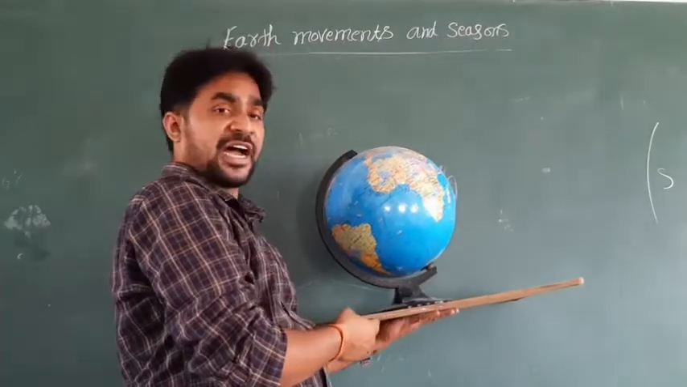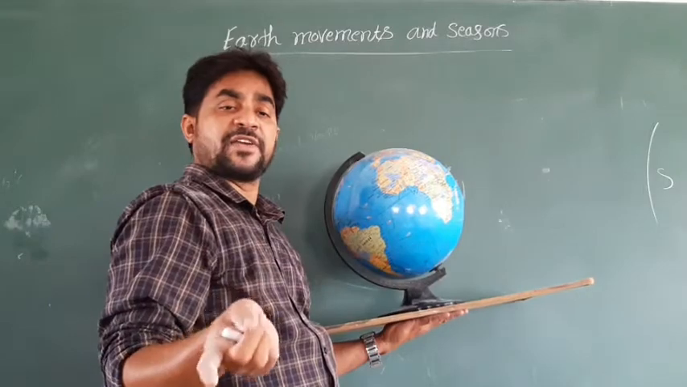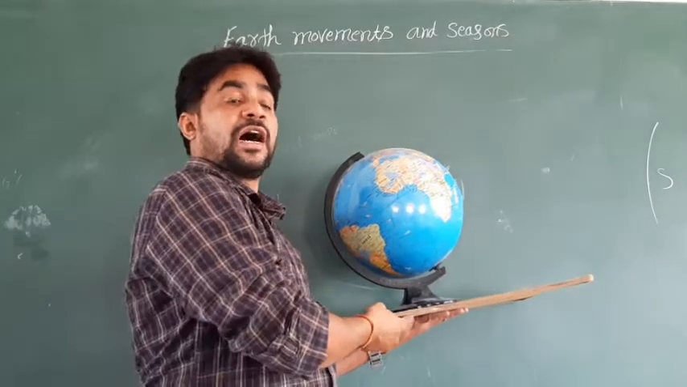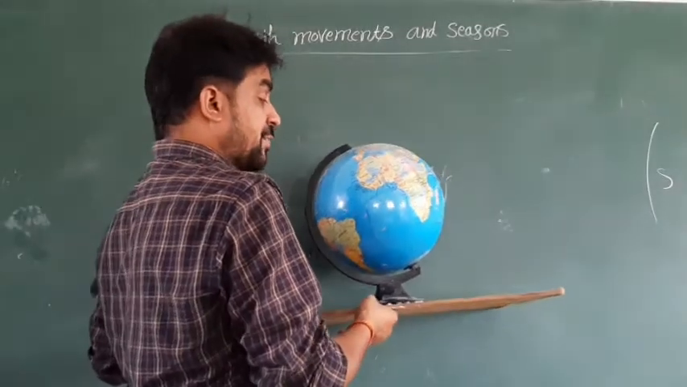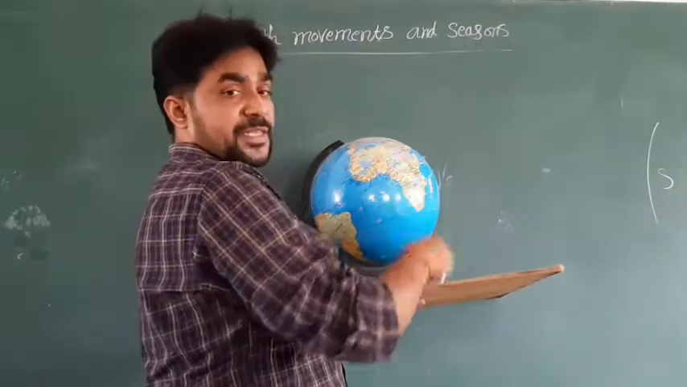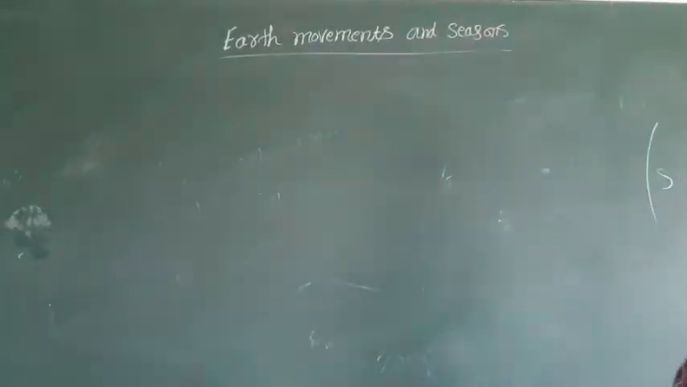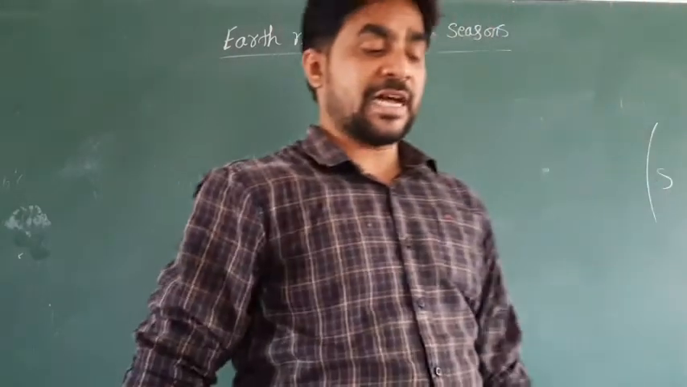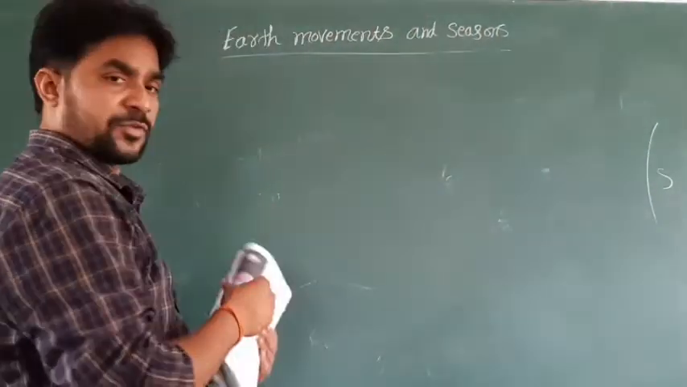This 23.5 degree bending also causes a difference between north and south. Some of the countries receive 24 hours of daytime, and in some countries they have 24 hours of nighttime, because of this bending only. So bending is also called tilting. Earth is always tilted 23.5 degrees. Now come to the seasons.